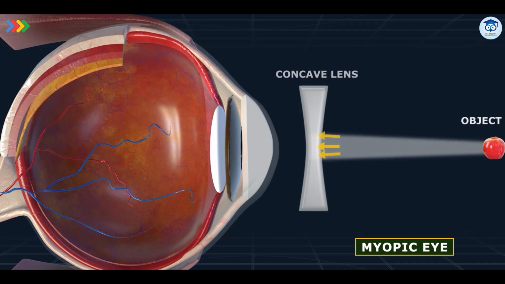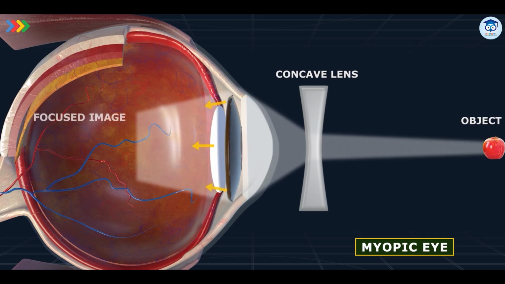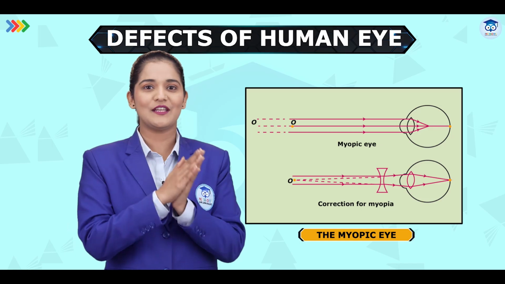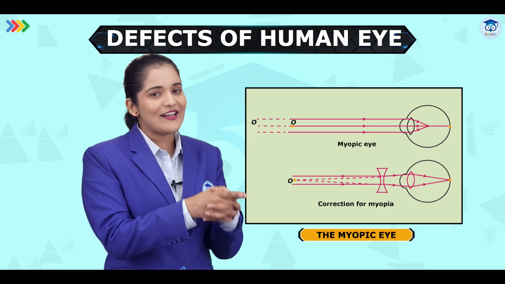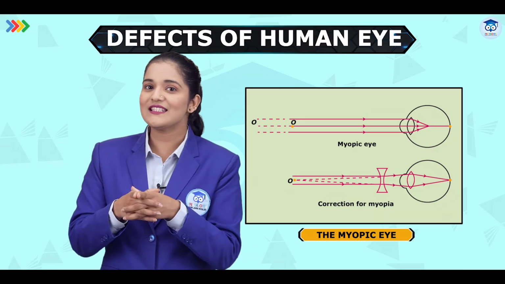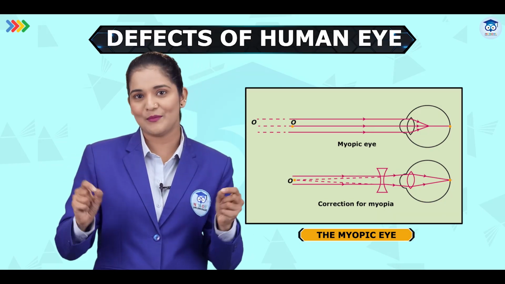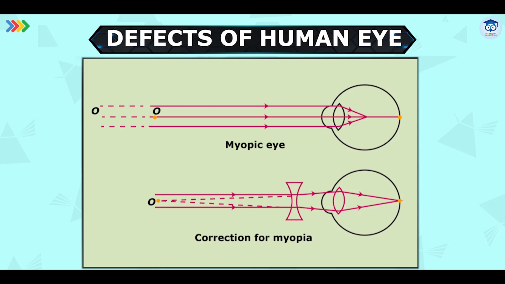A concave lens diverges the incoming light rays before they enter the eye, allowing the eye's lens system to then focus the light rays precisely on the retina. This correction shifts the image backwards from in front of the retina to directly on the retina, resulting in a clear and sharp image.